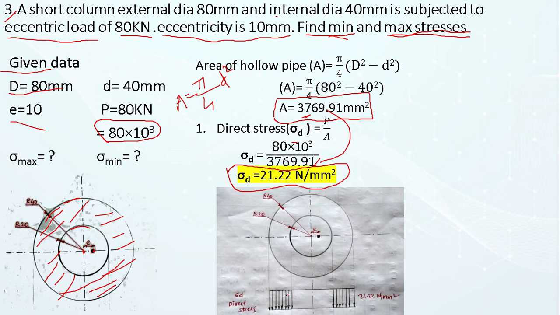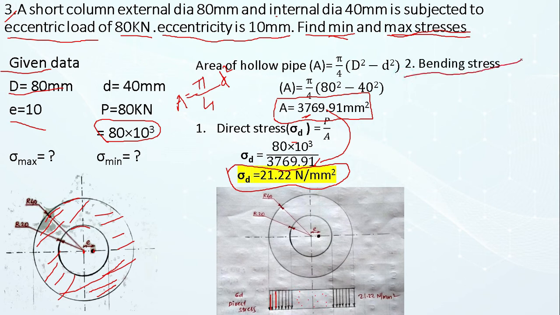So the stress distribution diagram for direct stress can be drawn like this, and the magnitude of direct stress is 21.22. As at the middle of this column there is no material, that's why in this portion no stress is developed.